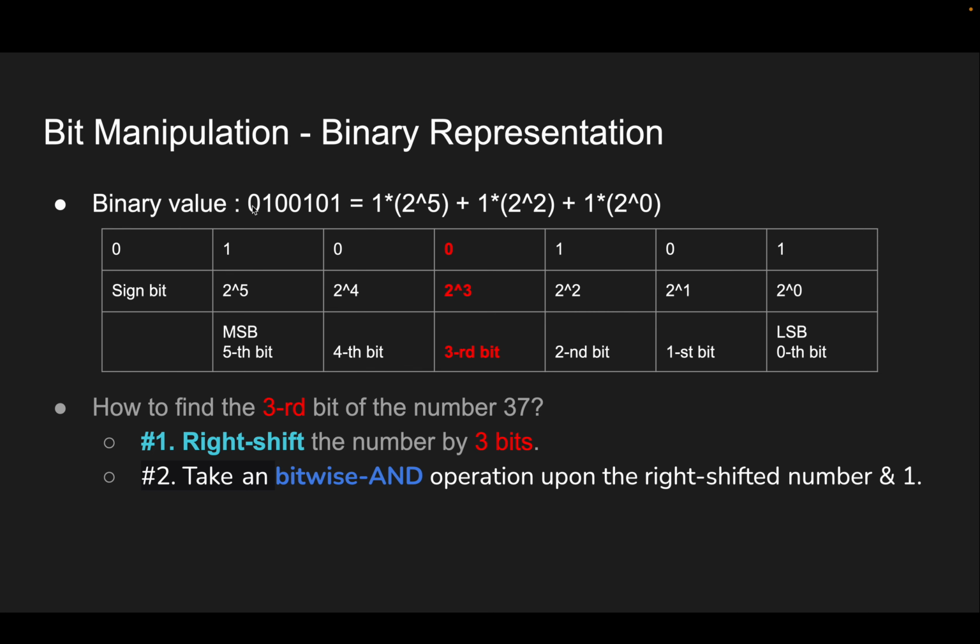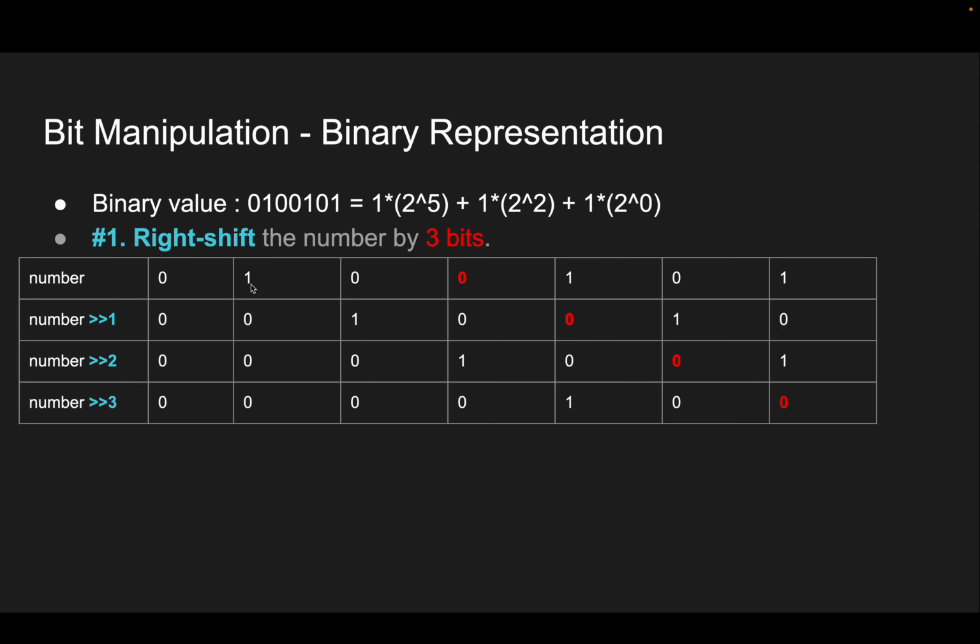The original number is 00100101, and we right shift the number by 3 bits and take a bitwise AND operation between the right shifted number and 1. So the first step is to right shift the number by 3 bits. The original number is here, and after shifting 3 bits we get this. For the most significant bits, we pad with 0 to make sure the sign bit is always consistent.